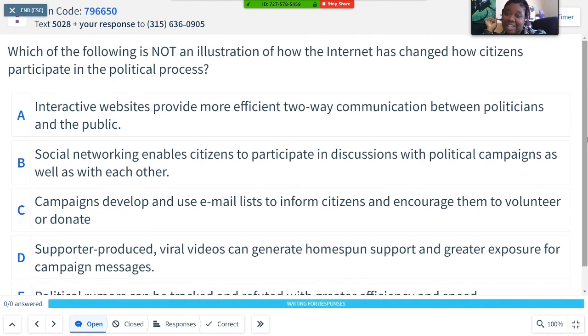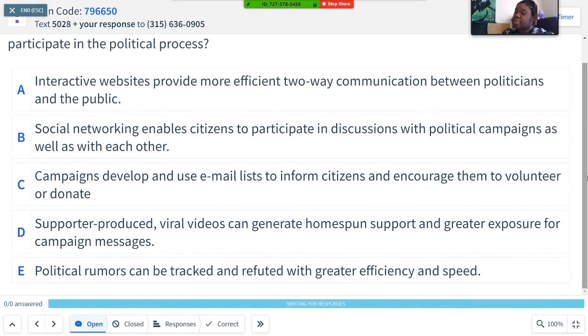Which of the following is not an illustration of how the internet has changed how citizens participate in the political process? I have one for E, one for B. E is Echo, B is Bravo.